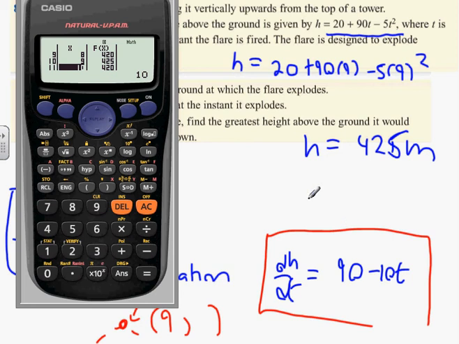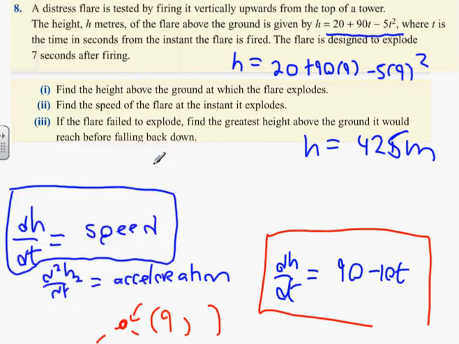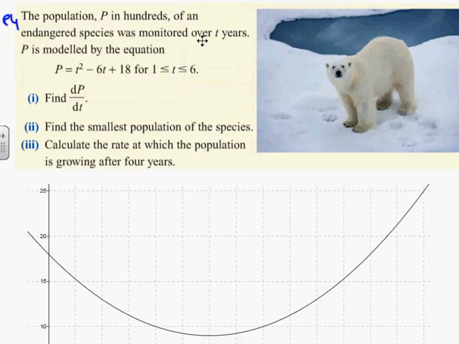How can we use the calculator? So, question 4. Not all questions have to be distance-time related. An example would be: the polar bear population, in hundreds, of an endangered species was monitored over t years. P is modeled by the equation t squared minus 6t plus 18. We already know that's a U-shaped equation because it's a plus t squared. Now, let me explain what's going on here. It says that it's modeled from 1 to 6.